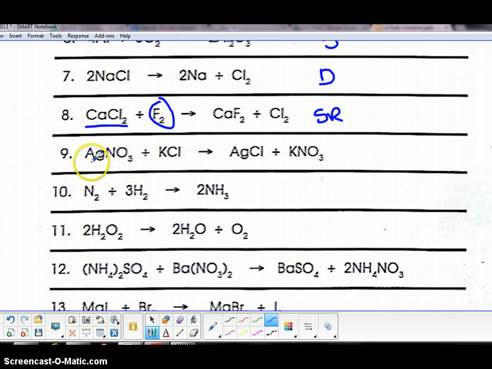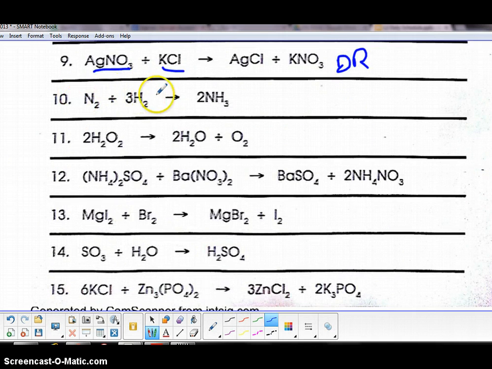Number 9, I have 1, 2, 3, 4 things. And I'm looking, this is definitely a metal, nonmetal. This is definitely a metal. These are 2 ionics, so it's going to be a double replacement. Number 10, I have 3 species, 1, 2, 3. I have 2 reactants and 1 product. So it's either going to be a synthesis or a decomposition. Well, 2 becomes 1, synthesis.